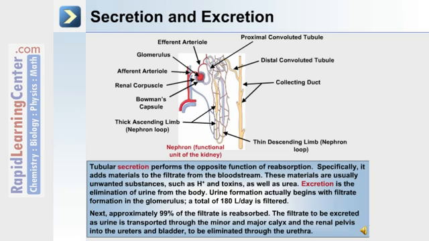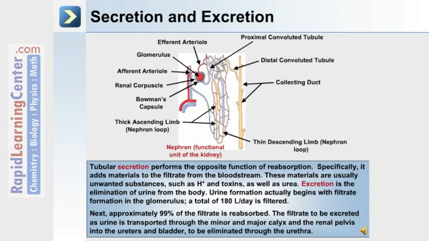The nephrons also perform the functional processes of secretion and excretion. Tubular secretion performs the opposite function of reabsorption. Specifically, it adds material to the filtrate from the bloodstream. These materials are usually unwanted substances such as hydrogen ions and toxins, as well as urea. Excretion is the elimination of urine from the body.